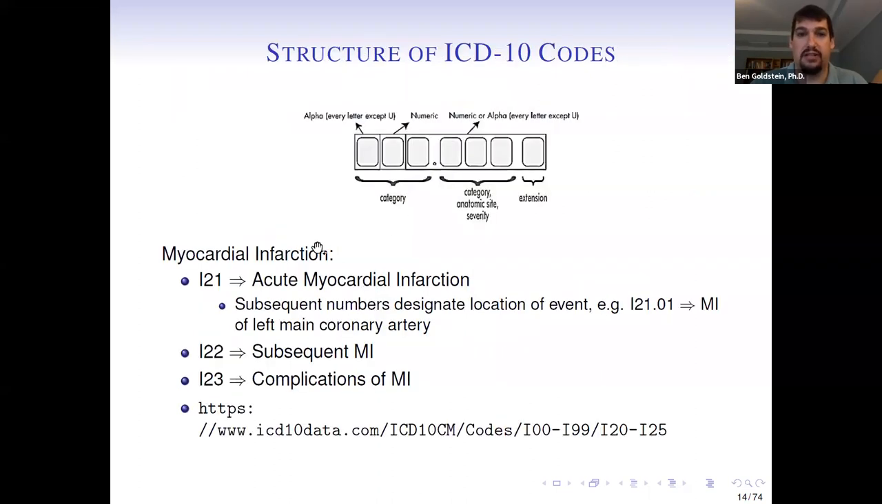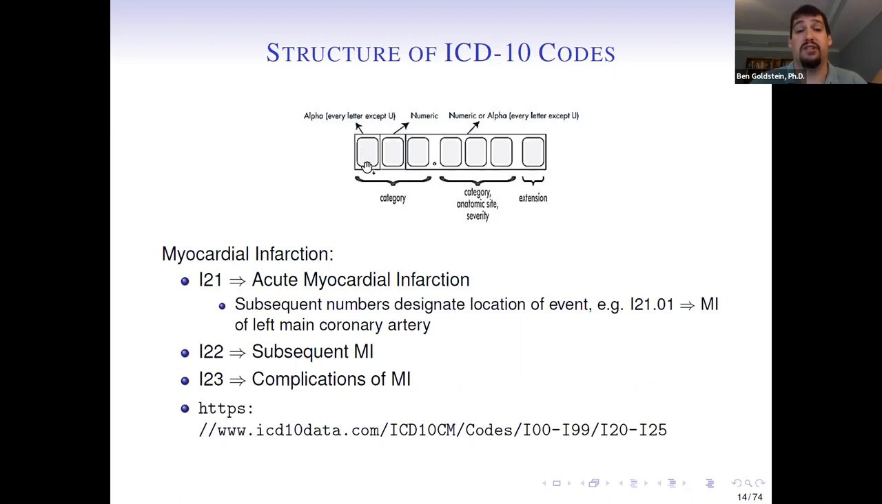To try to understand a little bit more about this, this is the structure of ICD-10. The beginning always starts with a letter. This is new in ICD-10. We'll have two numerics, a decimal point, and then more numbers. And I mentioned this is a hierarchical system. So we may say I21 refers to acute myocardial infarction, where subsequent numbers will designate the location of the event. So with I21.01, we designate that this is an MI of the left main coronary artery. .02 may designate a different part of the MI. As researchers, we don't typically care about where in the heart that myocardial infarction occurred. So what we'll often say is all I care about is the I21 stem.